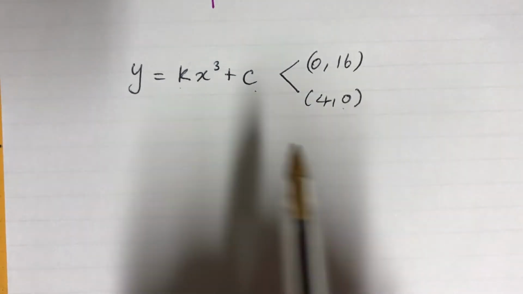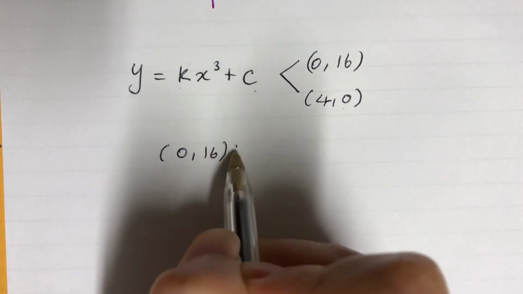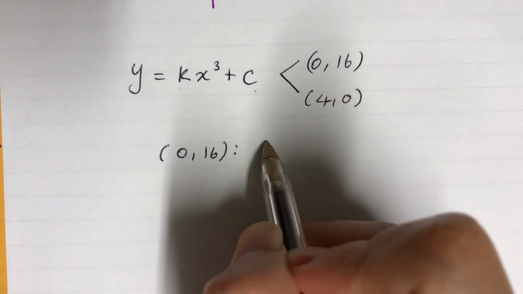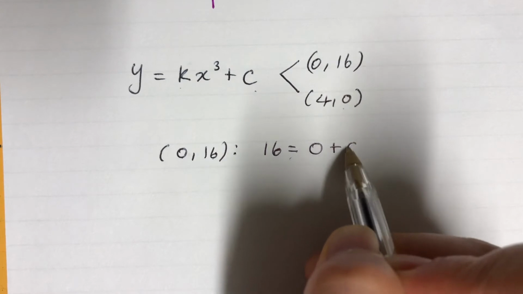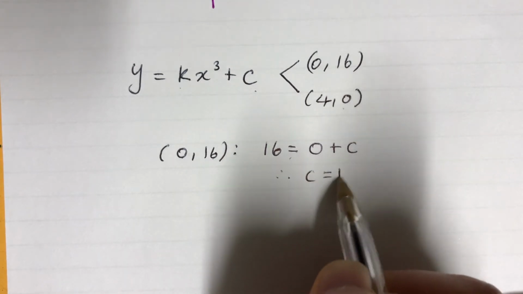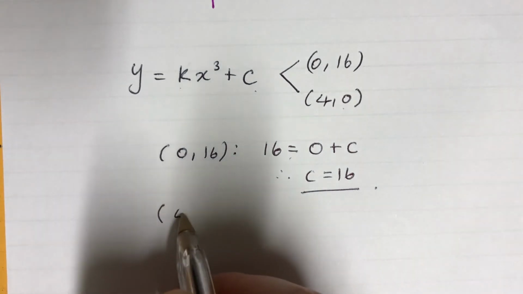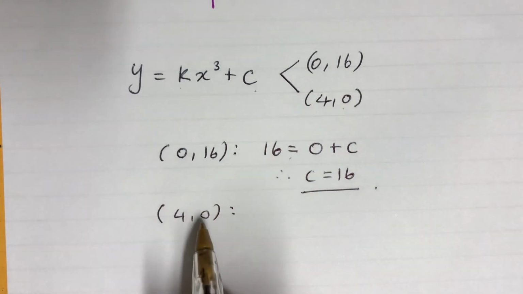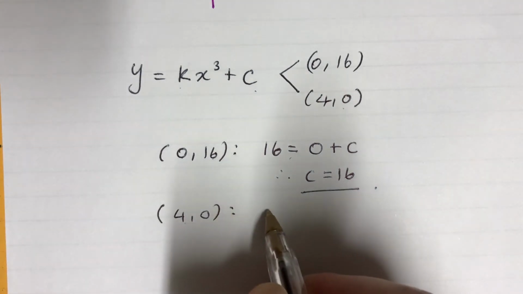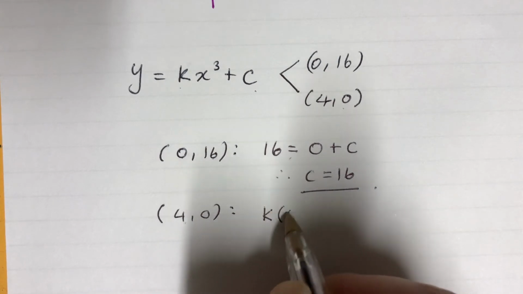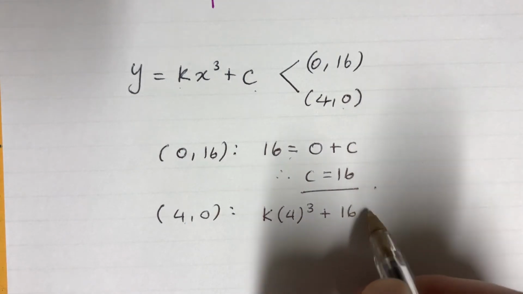So what you have to do is substitute, isn't it? I'm going to go 0 and 16 first. That's my x value, that's my y value. 16 equals, what happens? The whole thing goes to 0, isn't it? Oh, that's easy. So c equals 16. There you go. That's done. Now, 4 and 0. Oh, that's nice because y equals 0. So when x is 4, k times 4 cubed plus 16, remember c is 16, equals 0.